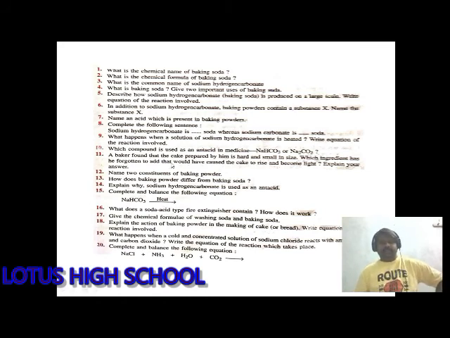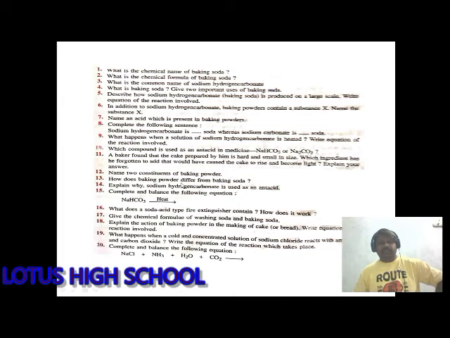Next, a baker found a cake prepared by him is hard and small in size. Small in size means here what happens? If it is hard, it means small. If it is spongy, it means big size. Which ingredient has he forgotten to add that would have caused the cake to rise up and become lighter? Explain your answer. That means the 11th question answer is completely related to that sixth question and that seventh question. Same. Okay, name a constituent of the baking powder, not baking soda.